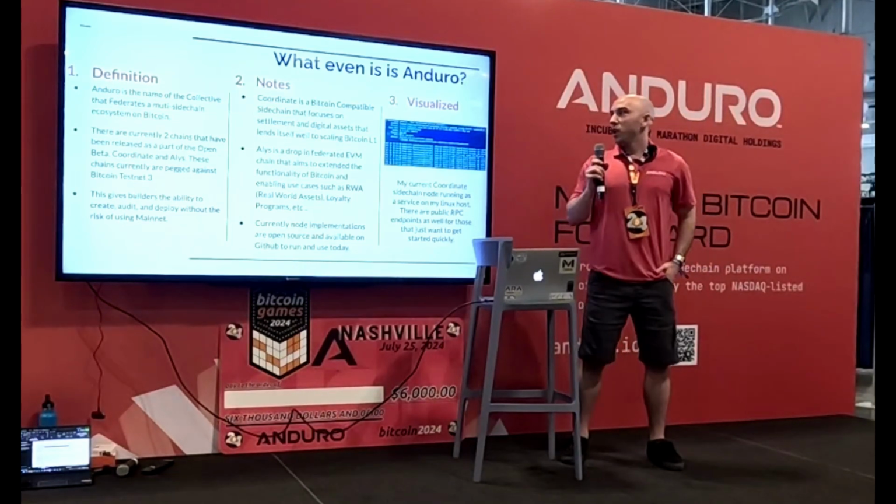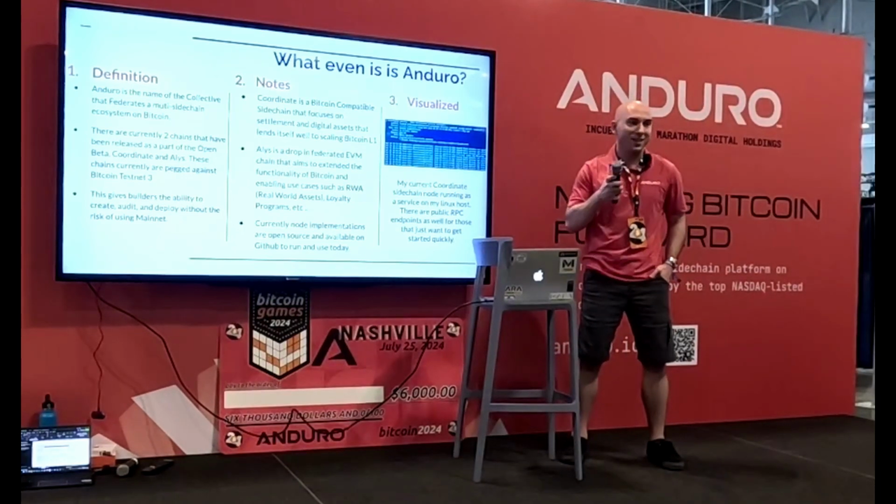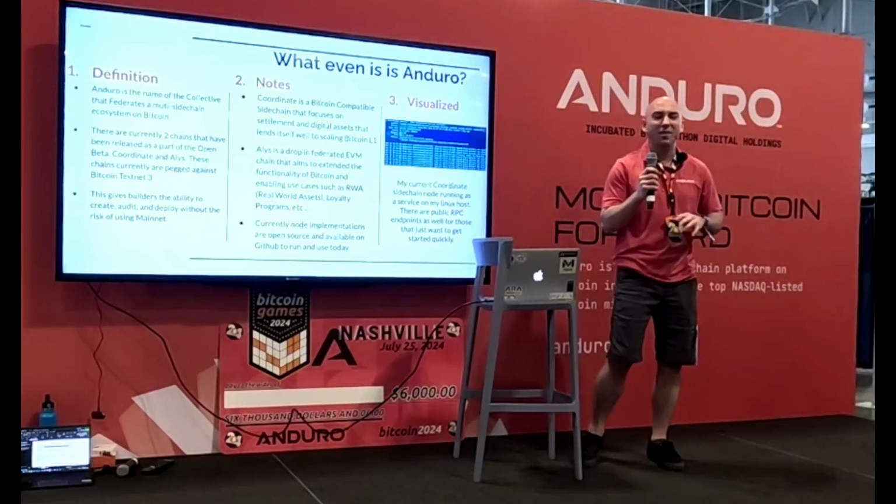Okay, so Coordinate is a Bitcoin compatible sidechain that focuses, I'm kind of getting killed. I'm not used to this kind of format.